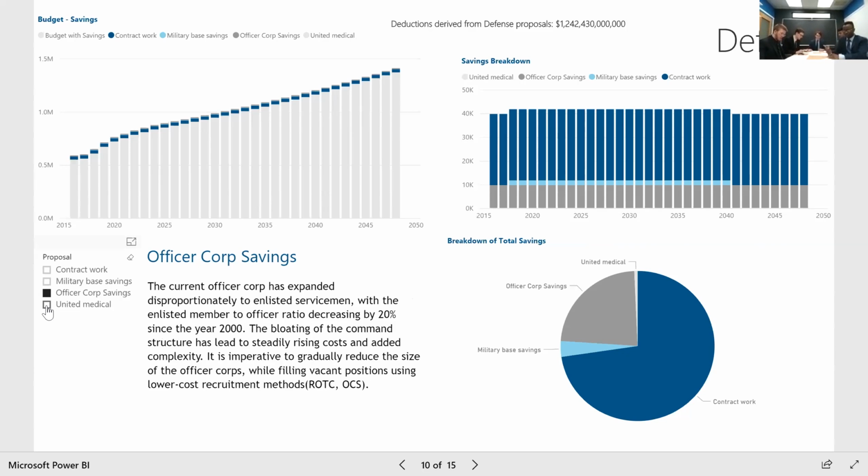But our military has become top-heavy. The enlisted-to-officer ratio has decreased by 20% since 2000. It is imperative to gradually reduce the size of the officer corps while filling vacant positions using lower-cost recruitment methods.